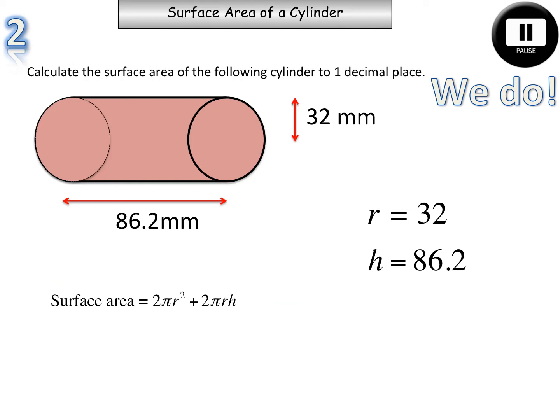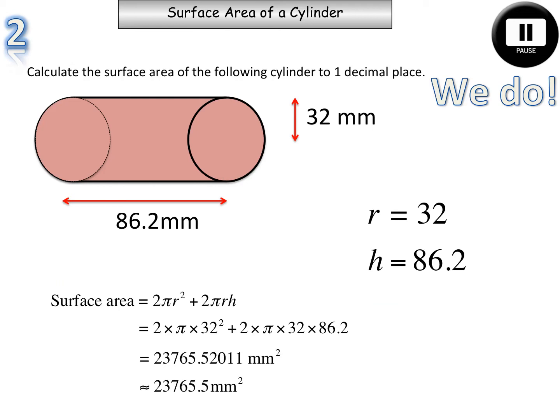r is the radius, which is 32 millimeters. The height is 86.2 millimeters. Substitute your values into the formula, so r is 32 and 86.2 as your h. Using your calculator you get 23,765.52011, and to 1 decimal place it's 23,765.5 square millimeters. How did you go?